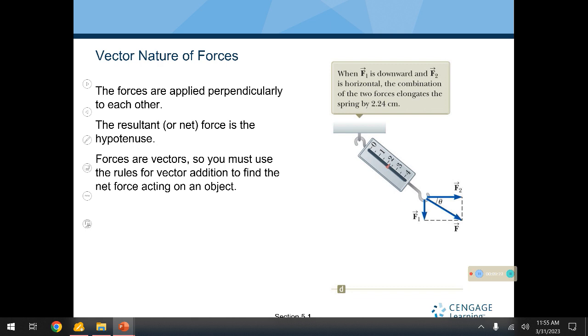Nature of forces. Forces are applied perpendicularly to each other. Force is a vector, so it has an x component and a y component.